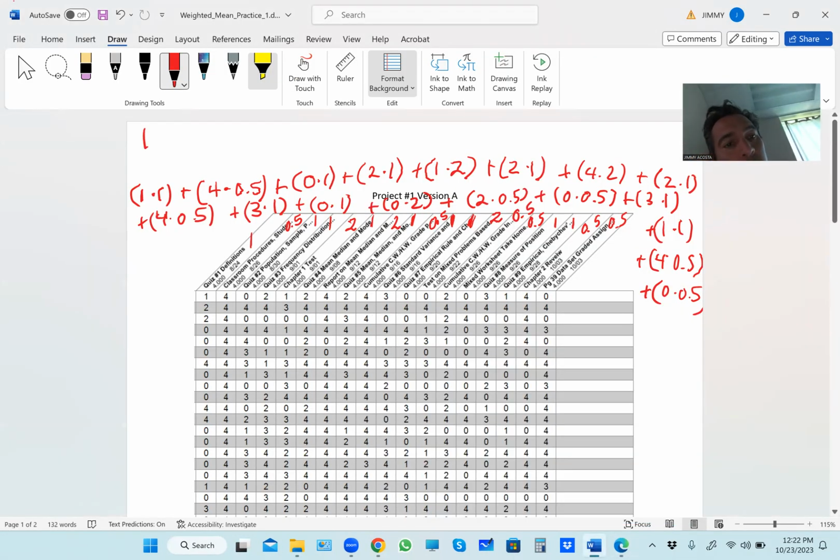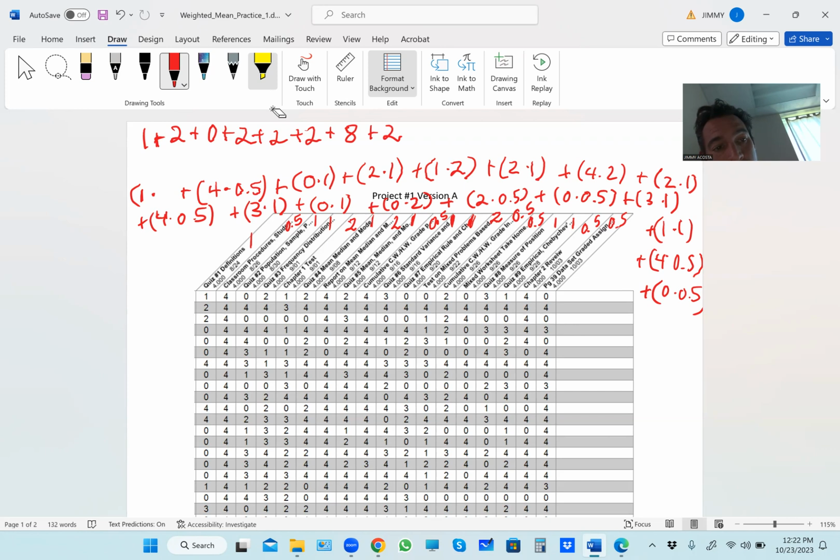1 times 1 is 1, plus 4 times half, that's 2. Plus 0 times 1 is 0. Plus 2. Plus 2. Plus 2. Plus 8, 4 times 2 is 8. Plus 2. So I've taken care of 1, 2, 3, 4, 5, 6, 7, 8. So I've taken care of all these, so I'll go ahead and erase these. Hopefully I don't erase something at the bottom.